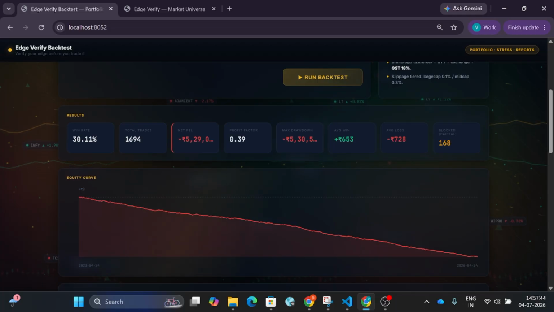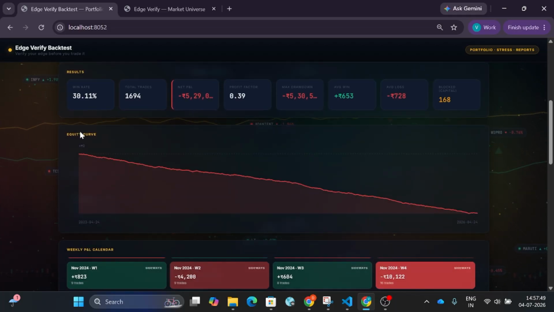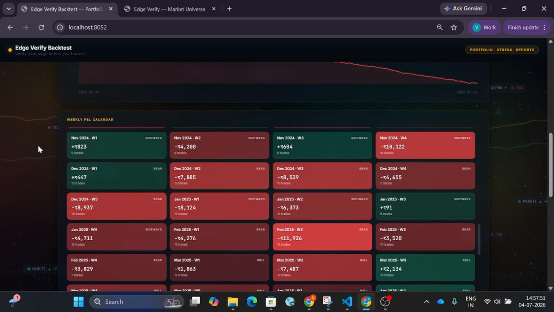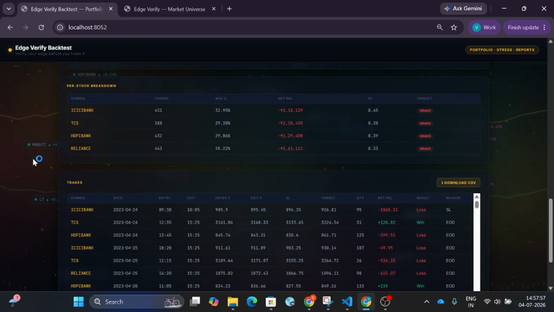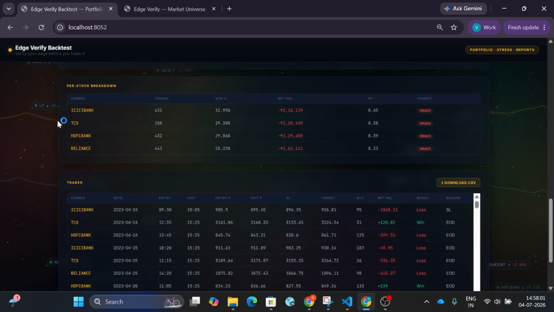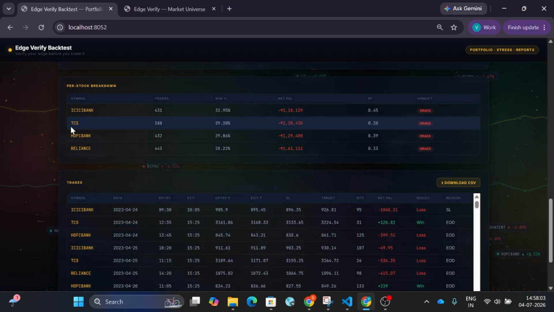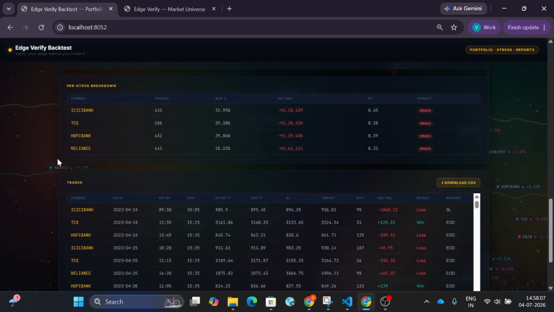These are the numbers: net loss, overall profit factor, max drawdown, average win, average loss, blocked capital. These are the results being shown, and here you can see the equity curve, which is still down, and same as before you can see the week-wise profit and loss. Here it is showing one by one how much return ICICI Bank gave, how much TCS gave, how much HDFC gave, how much Reliance gave.